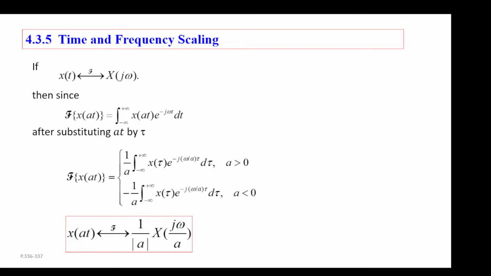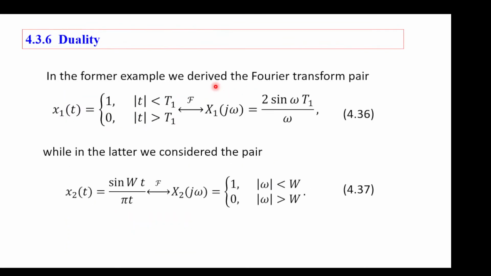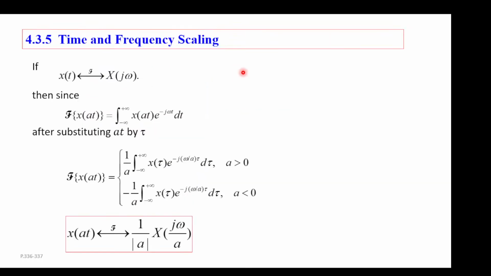We have the time and the frequency scaling. So what do I mean by time and frequency scaling? I guess we only have time scaling here, but we'll see frequency scaling soon. By time scaling, we mean we have x of t, and it transforms to big X of j omega, and then we think about x of at. So it's a scaling on time. Then we have the Fourier transform of x of at, and the derivation is not too hard. You use this Fourier transform formula.